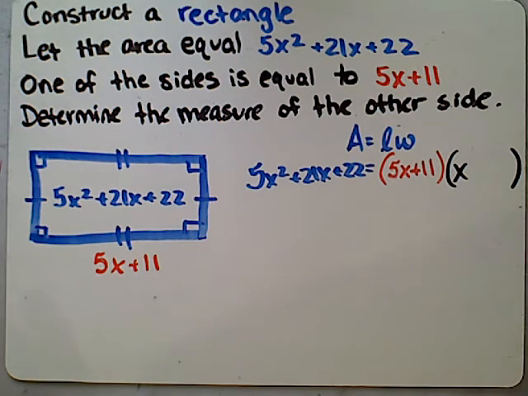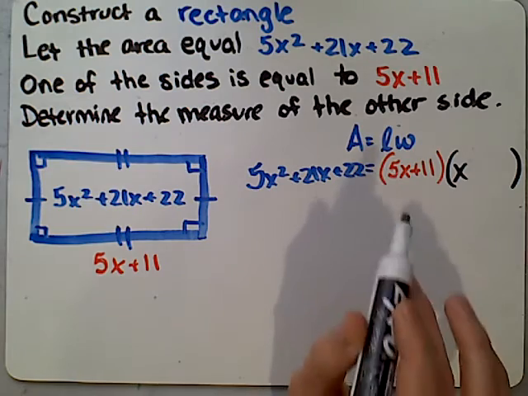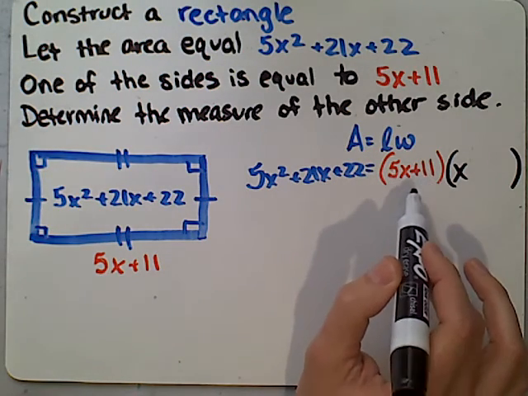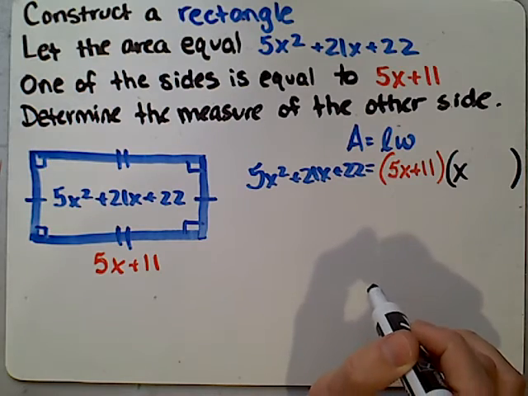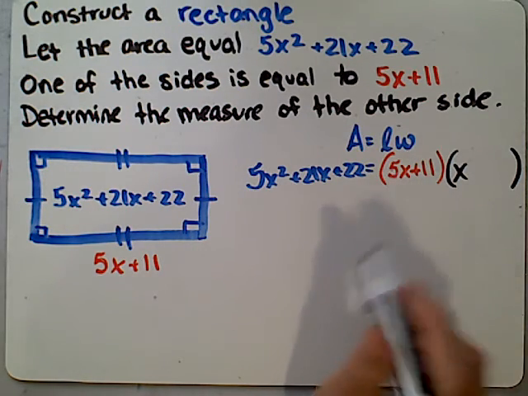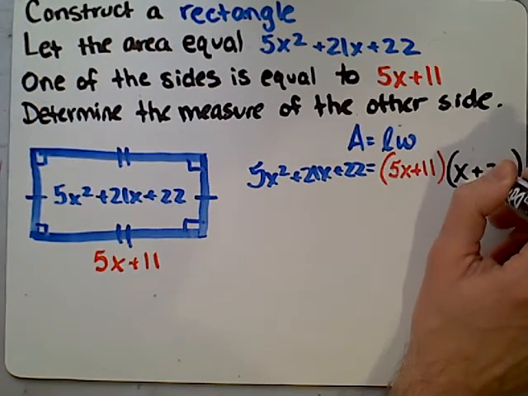I then want to focus on the C value. The C value is positive 22. The value that's inside my first factor is a plus 11. So I want to think of what number times positive 11 equals positive 22. That number is positive 2.